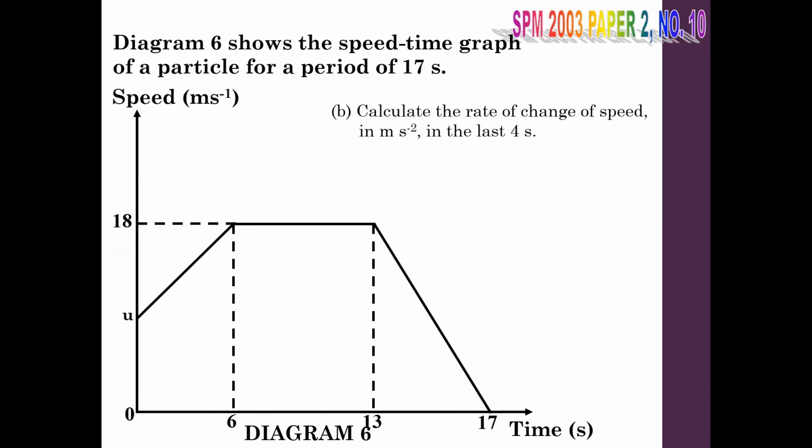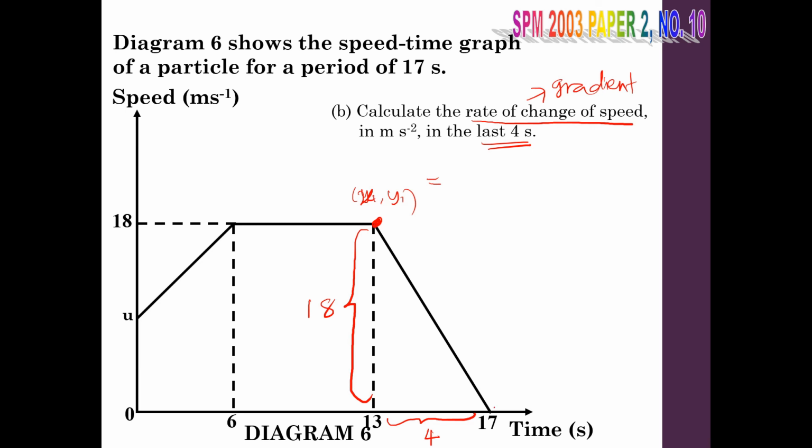Question B. Calculate the rate of change of speed. So to find the rate of change of speed, that means you have to find the gradient, and for the last 4 seconds only. So the last 4 seconds is this part. Here the height is 18. So using the formula of gradient, let's say this is my x1, y1, and here is my x2, y2. So y2 minus y1, which means 0 minus 18, divided by the time taken, which is 17 minus 13.